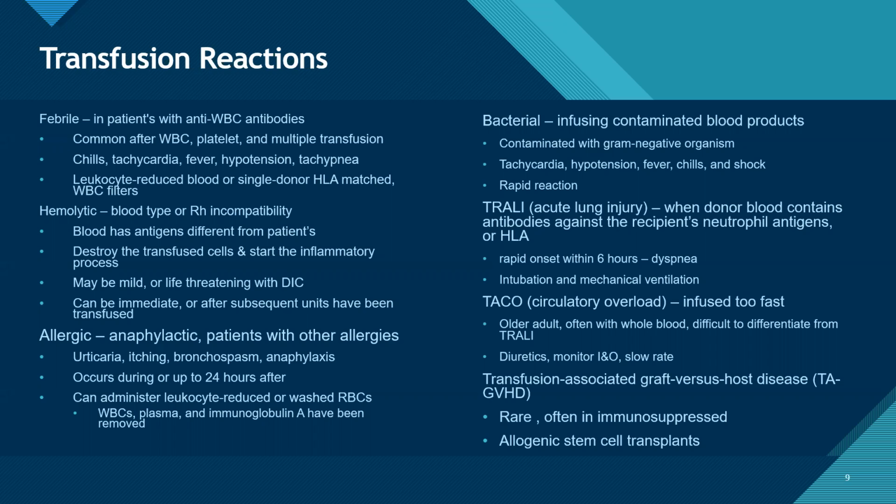So, there are different antigens. It destroys the transfused cells and starts that inflammatory response. It can be mild or moderate, or it can end up life-threatening with DIC, disseminated intravascular coagulation. So this can be immediate, or it can happen after subsequent units have been transfused. But hemolytic, when it's a blood type or Rh incompatibility, typically is going to be something that happens immediately.